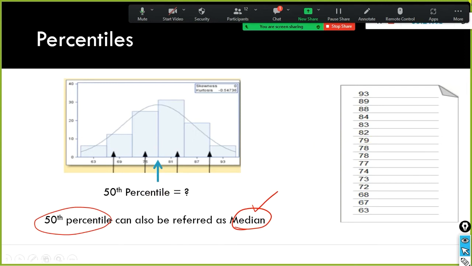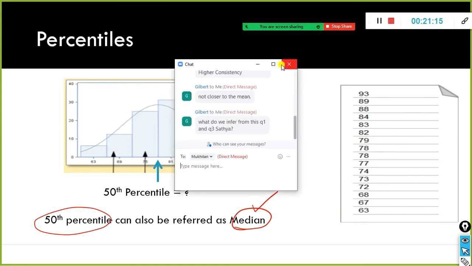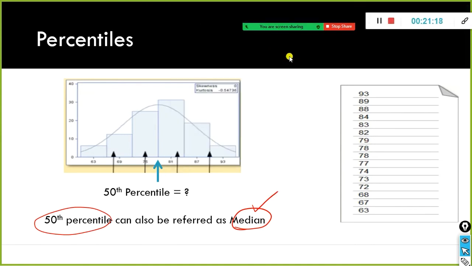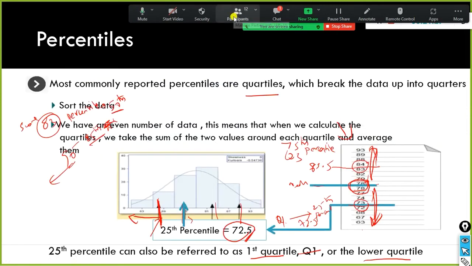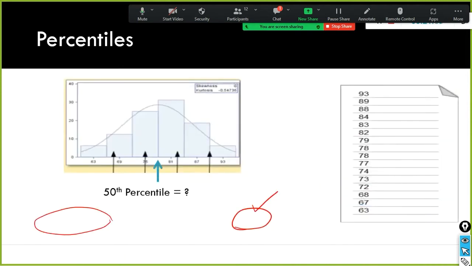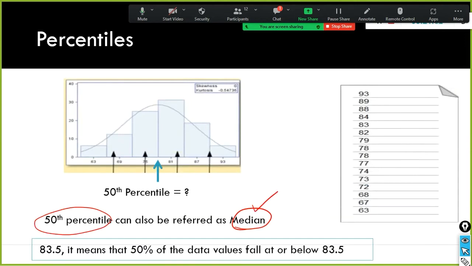What is the median here? Can someone tell me quickly? See, that's what I told, right? 25% of the students, listen very carefully. He has asked a question, Gilbert, what do we infer from Q1 and Q3? If somebody wants to know how many students scored 72.5 and less, 25% of the students scored 72.5 or less than 72.5. That is how you can interpret this. Similarly, we are going to interpret the 50th percentile and the 75th percentile.